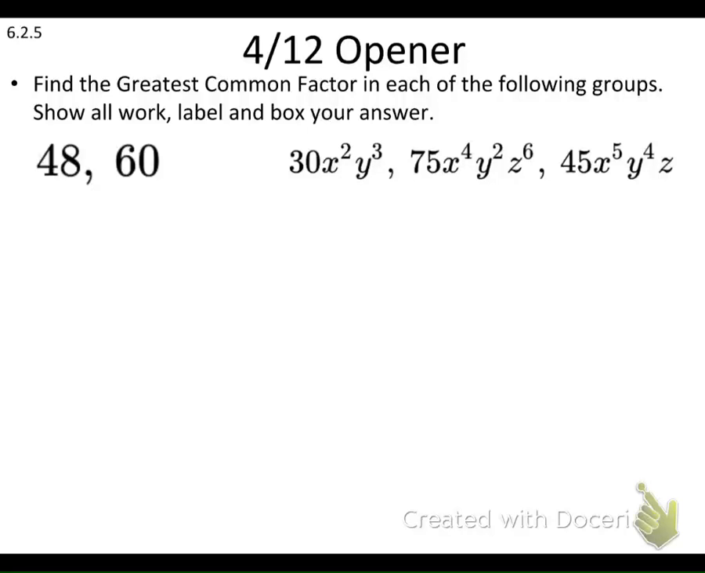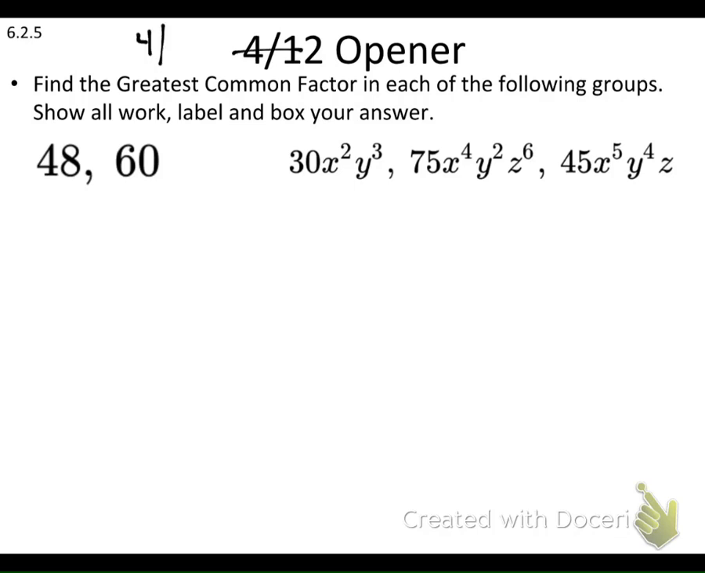Okay, so your opener says the 12th on it, but it's actually April 23rd. So we're playing a little catch up here, and it's a good review for us to start with. The first part of the directions say, find the greatest common factor in each of the following groups. We're going to show all our work and label and box our answer. So again, it's not the 12th.